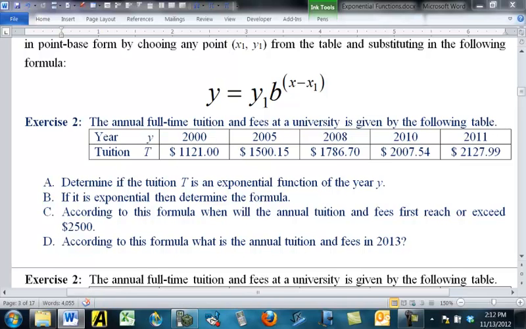Then, using that formula, determine when the annual tuition and fees will first reach or exceed $2,500. And according to this formula, what were or will the annual tuition and fees be in 2013 according to the model? Okay, see if you can work this one out yourself. Come back when you're done and we'll check your answer. Press pause now.